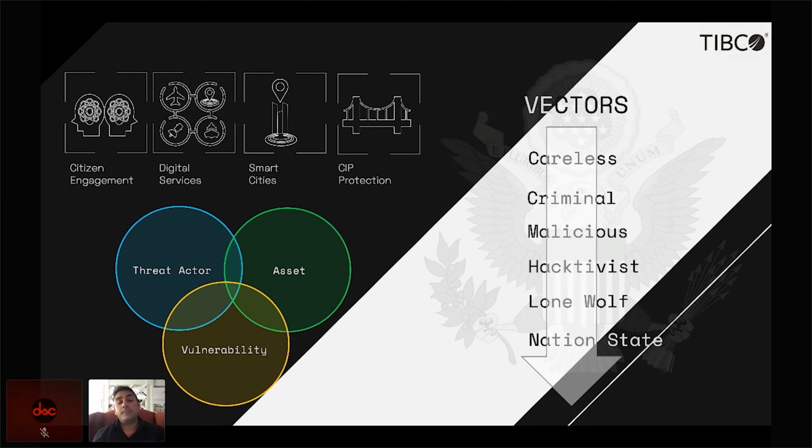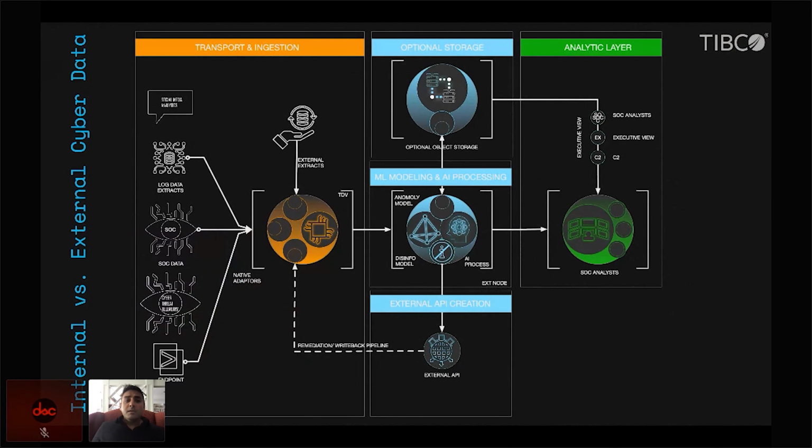And then finally, rare, however very impactful and very hard to protect yourself against, are the nation states. Nation state cyber intrusions are very difficult to detect, and those are backed by large corporations or even in some cases large nation states. So here's the thought process behind internal or external cyber data.